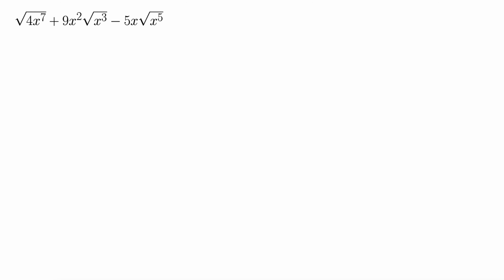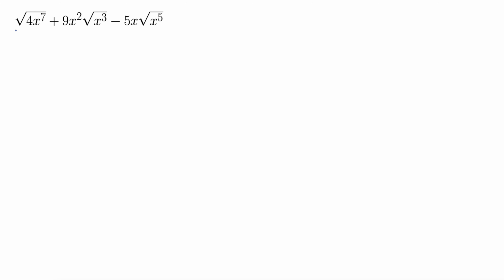And I'll give you a little hint. You want to get these so that they're all the same combination of variables and radicals. So your end answer should only have one term in it. All right, so pause the video, give it a shot, and then we'll do it together on the flip side. Okay, let's take a look.